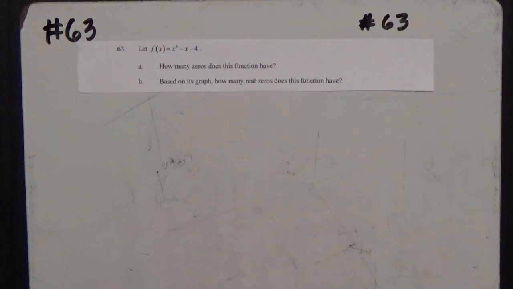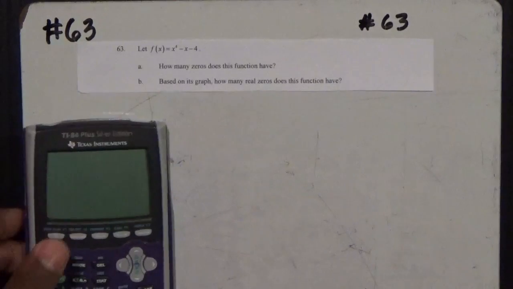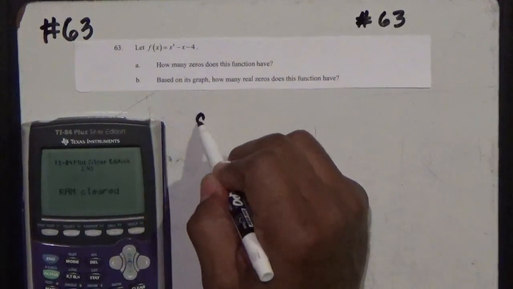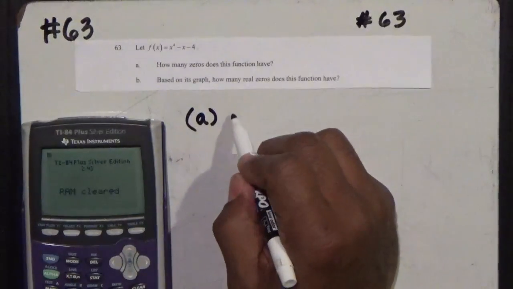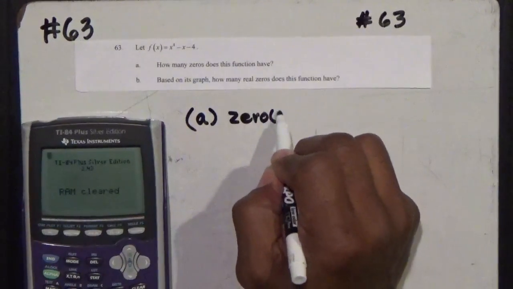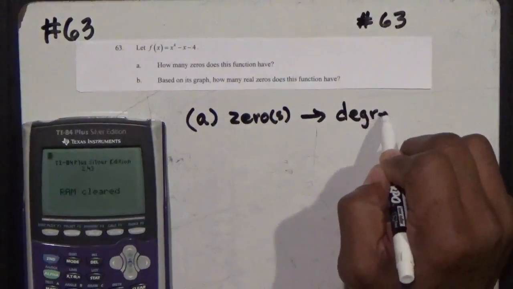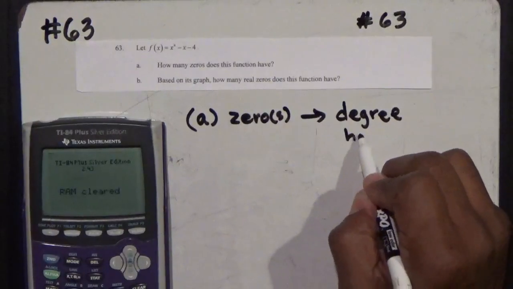Number 63, it says let f of x equal x to the 4th minus x minus 4. A, how many zeros does this function have? And then B, based on its graph, how many real zeros does this function have? All right, so first of all, for A, if you want to know how many zeros something has, all you do is figure out the degree. And the degree is the what? Highest exponent.